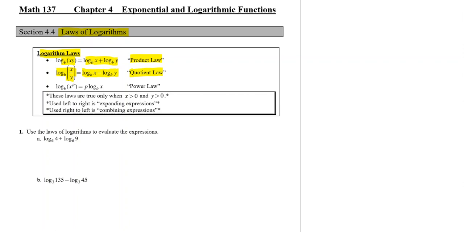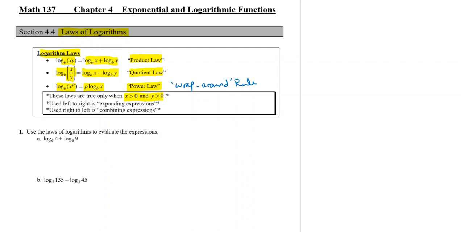And then the power law says log of x to a power p is equal to p log base b of x. Some people also call this one the wraparound rule, or the wraparound law, or as one of my colleagues calls it, bring the cat down from the tree. So you see something up there, you can bring it down to the side and write it on the side as a coefficient. Of course, these would only make sense if the numbers or expressions you have inside the logarithm are in the domain, which means x and y have to be positive.